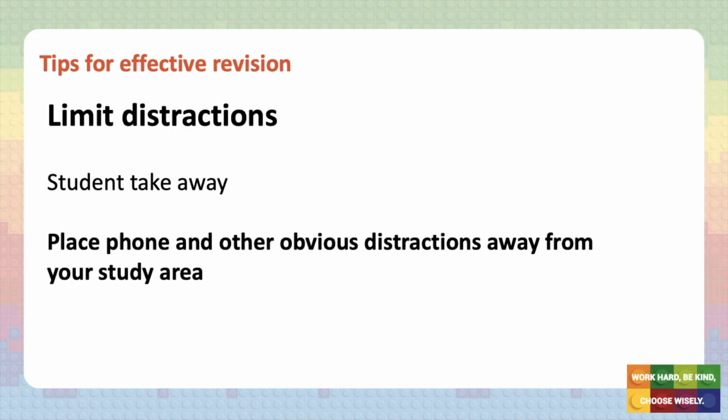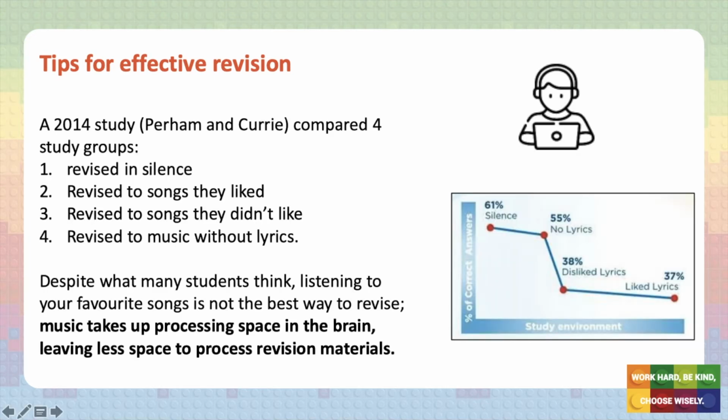But the distraction of a phone can actually be even the thought of it being there and checking it, let alone going on it and looking at messages from friends or going on Instagram or whatever it might be. That is going to detract from the success of that revision period. So try and remove your phone and any other obvious distractions from the area that you're trying to revise in.